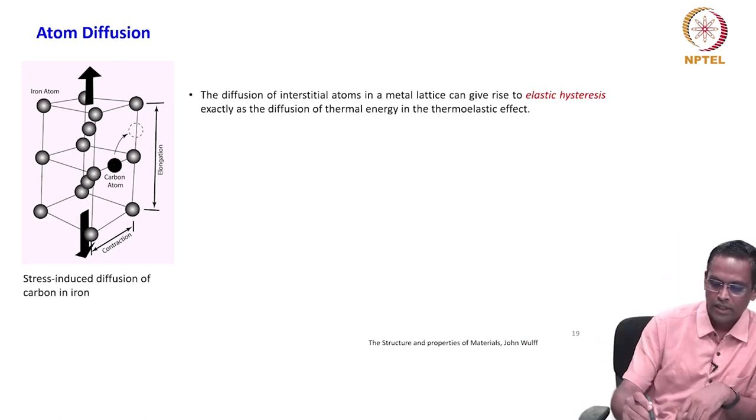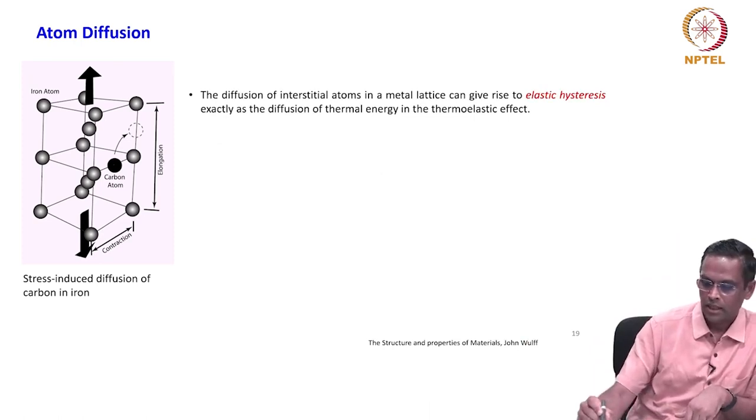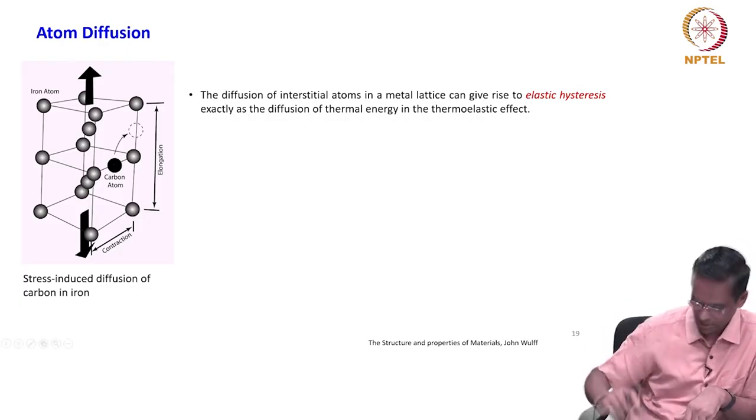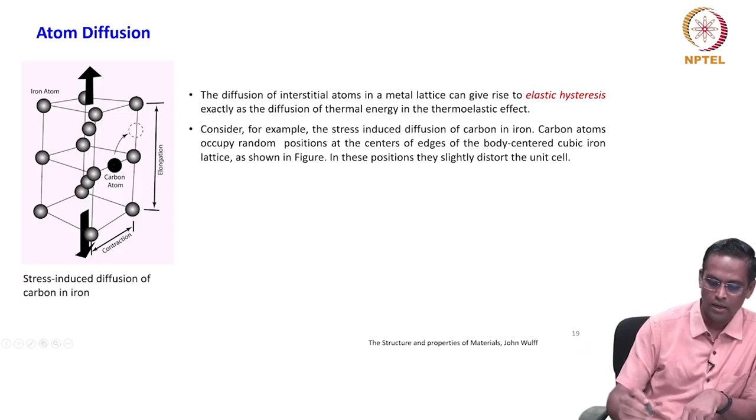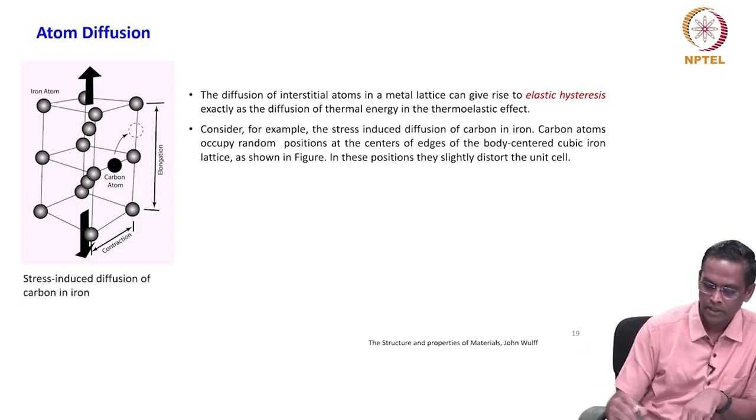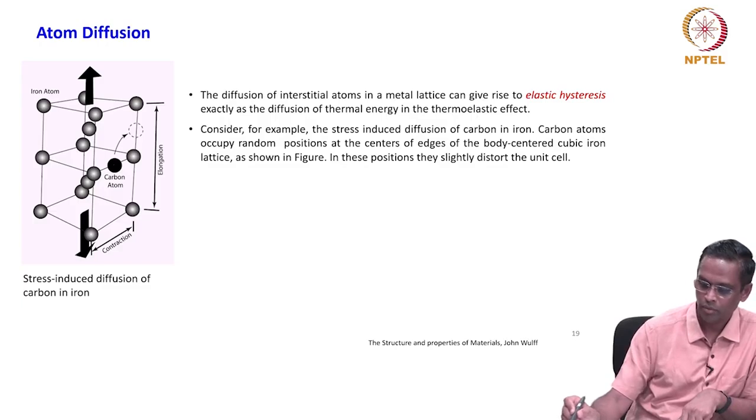So, the diffusion of interstitial atoms in a metal lattice can give rise to elastic hysteresis, exactly as the diffusion of thermal energy in the thermoelastic effect. Okay. And here the stress induced diffusion of carbon in iron. Carbon atoms occupy a random position at the centers of edges of the body centered cubic iron lattice. In these positions, they slightly distort the unit cell.